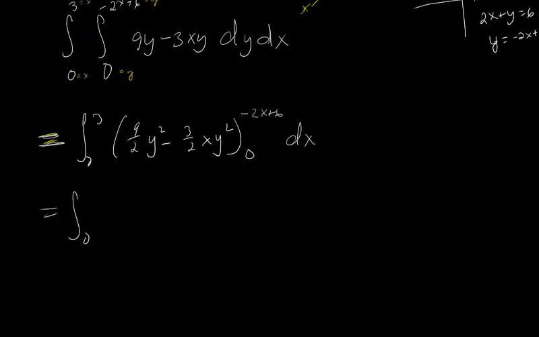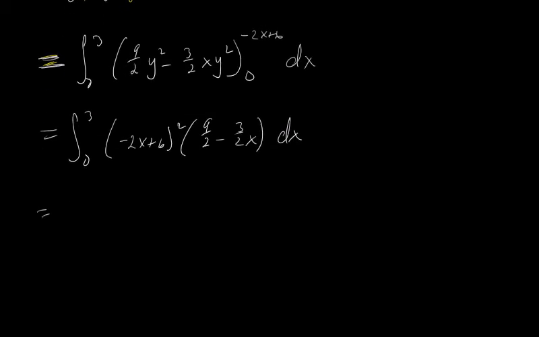So that's going to give us the integral from 0 to 3 of, factoring the y squared out, negative 2x plus 6 quantity squared times 9/2 minus 3/2 x dx. Simplifying, we get the integral from 0 to 3 of 4x squared minus 24x plus 36 times 9/2 minus 3/2 x.